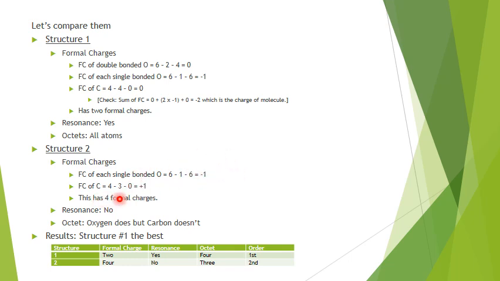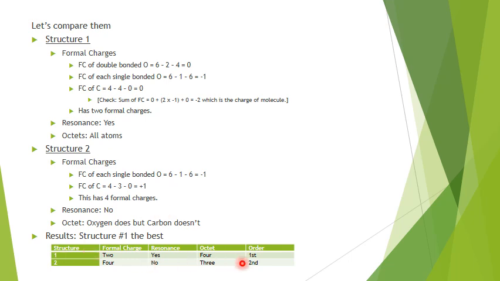All right, so this has 4 formal charges, 3 minuses and 1 plus, and they're not spread out because there's no resonance. And the oxygens have the octet, but the carbon doesn't. It only has 6 valence electrons.